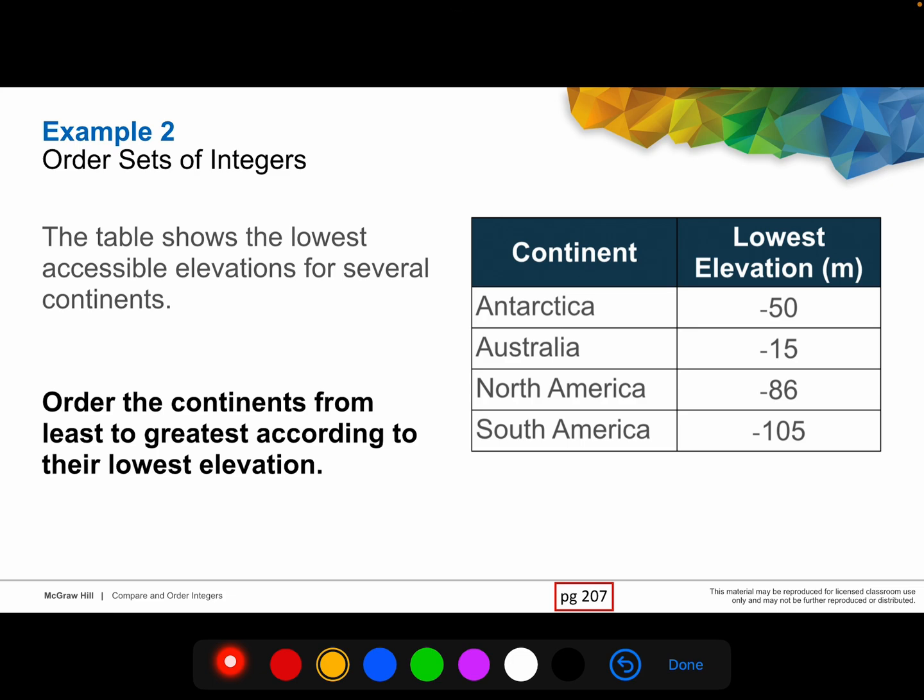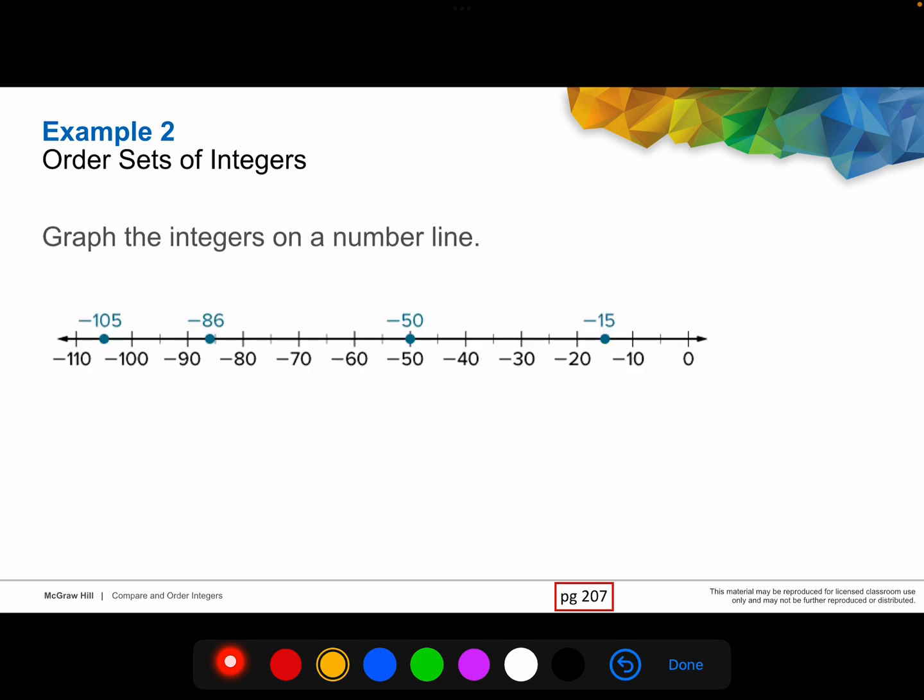Alright, let's take a look at example 2. This table shows the lowest accessible elevations for several continents. So we have Antarctica, which has the lowest elevation at negative 50 meters, Australia negative 15 meters, North America negative 86 meters, and South America negative 105. So we're going to order our continents from the least to the greatest according to their lowest elevation.